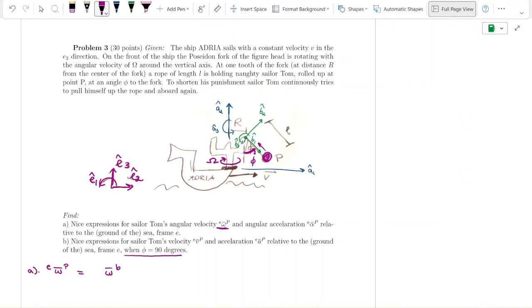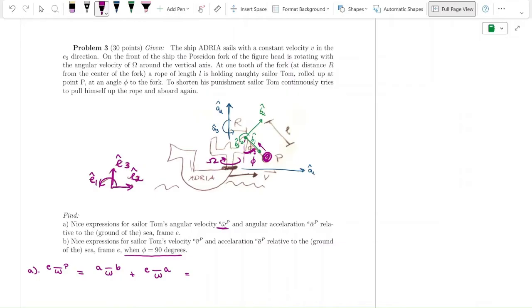So this means that there's an angular velocity of the B frame with respect to the A frame. And not only that, the A frame is rotating with respect to the ground frame, the E frame. So this means that I can sum these rotations together and get the angular velocity of Tom with respect to the E frame. So what's the angular velocity of the B frame with respect to the A frame?